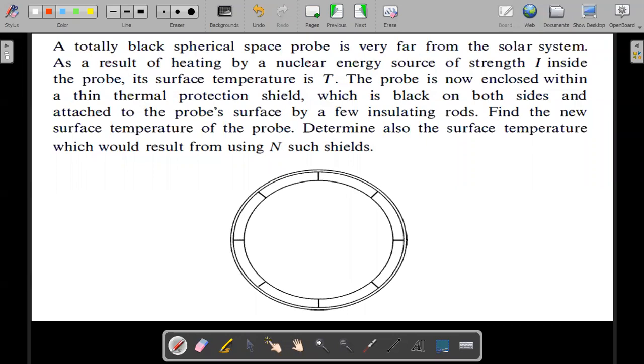For JEE Advanced 2020, this is a problem from heat transfer by radiation mode, an application of heat transfer by radiation. In this question, it is given that a totally black spherical space probe. So this one is our space probe which is specified in this question.